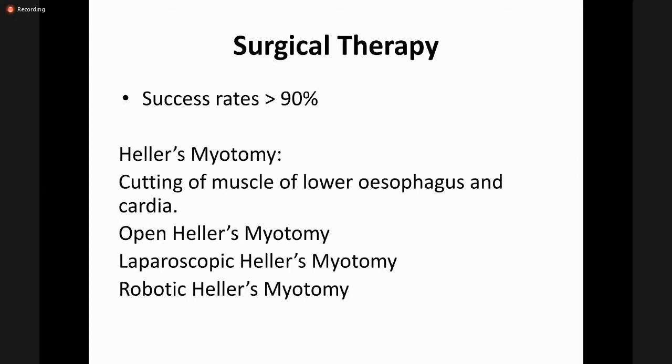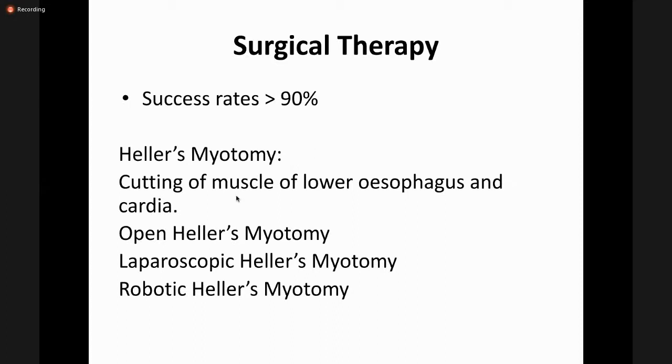The other three layers, like we have discussed already, that histologically the esophagus has 4 layers. From outside in, you have serosa, muscularis, then submucosa, and then mucosa comes. So we have to make a cut from outside through the serosa, then muscles, and then submucosa. And then what happens, the mucosa pops up. So this is the myotomy.